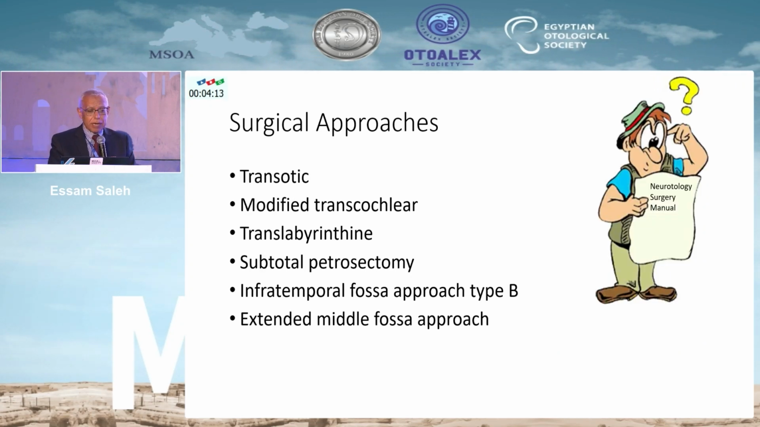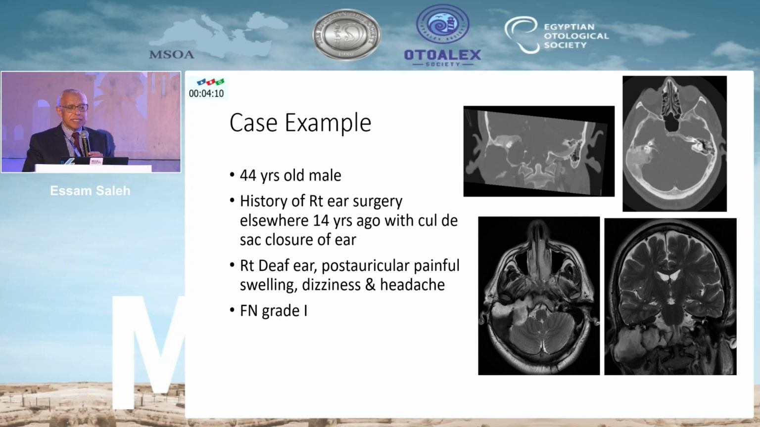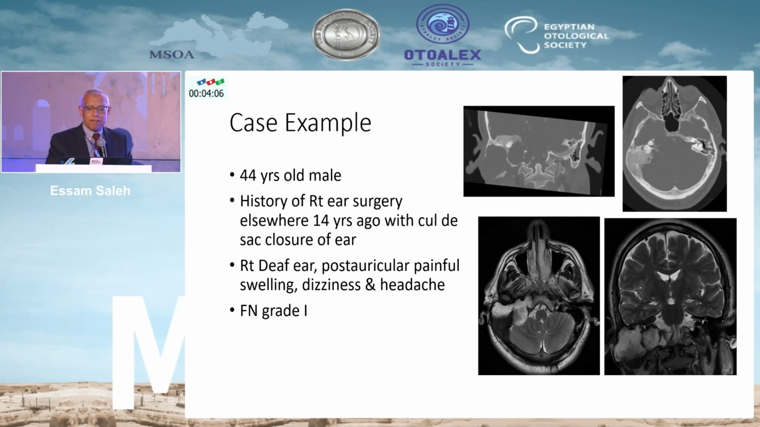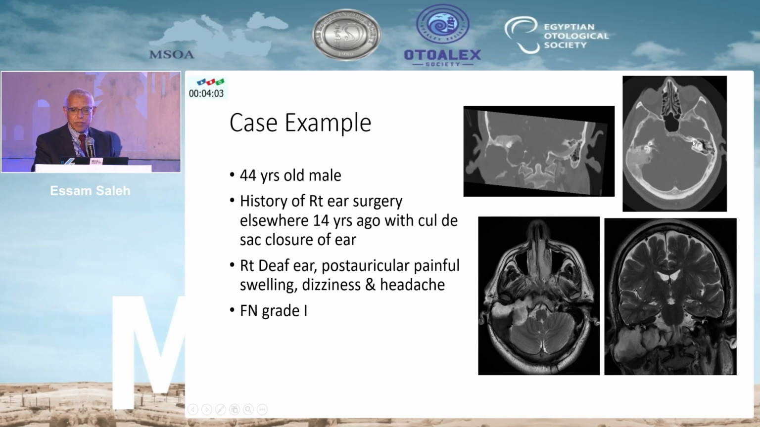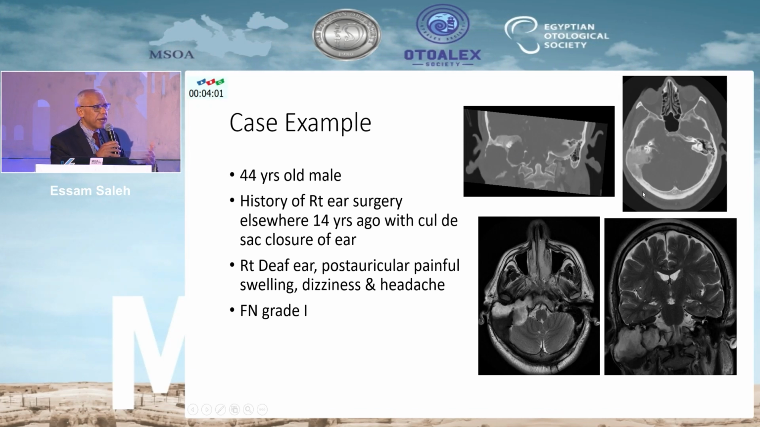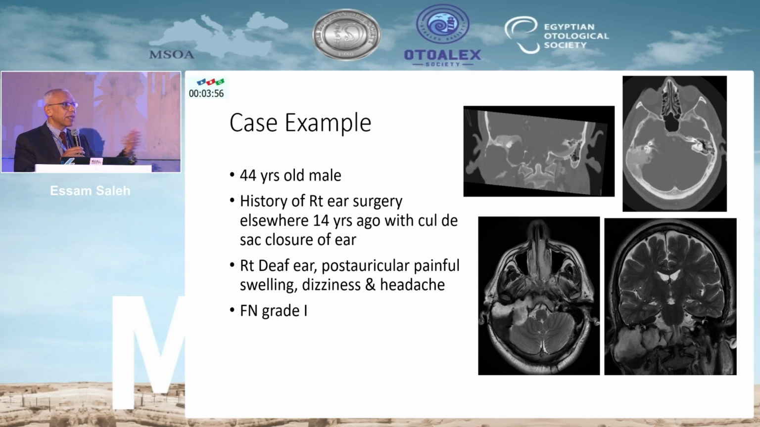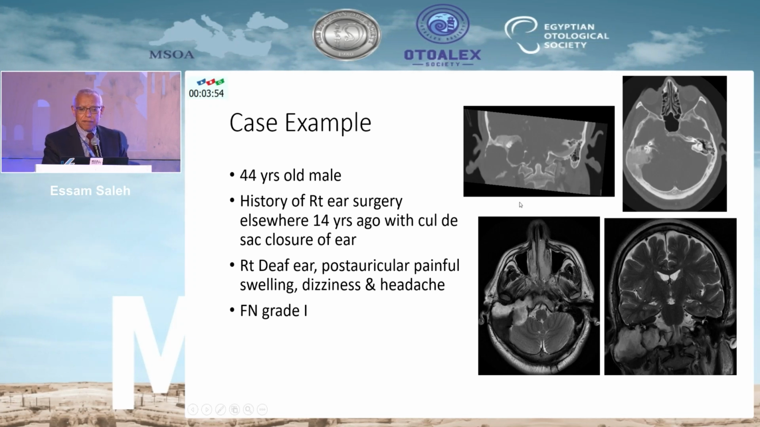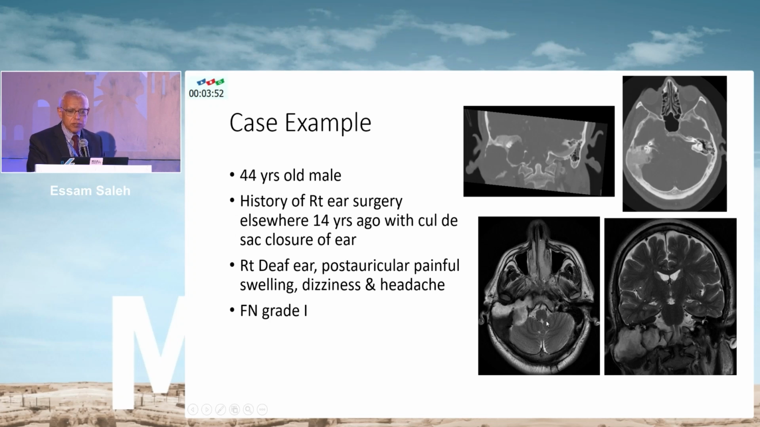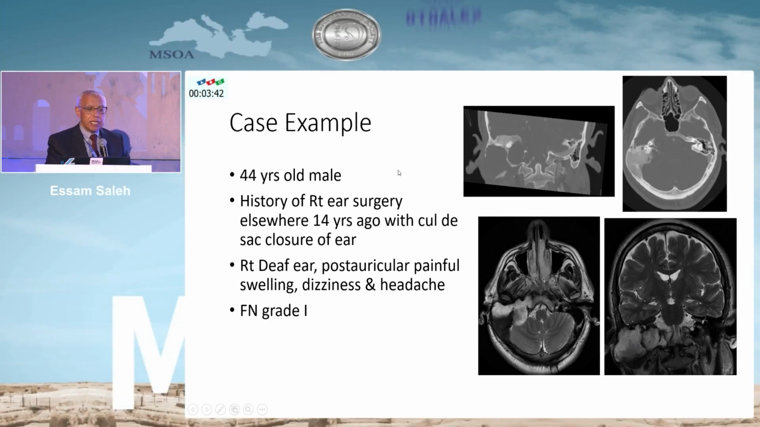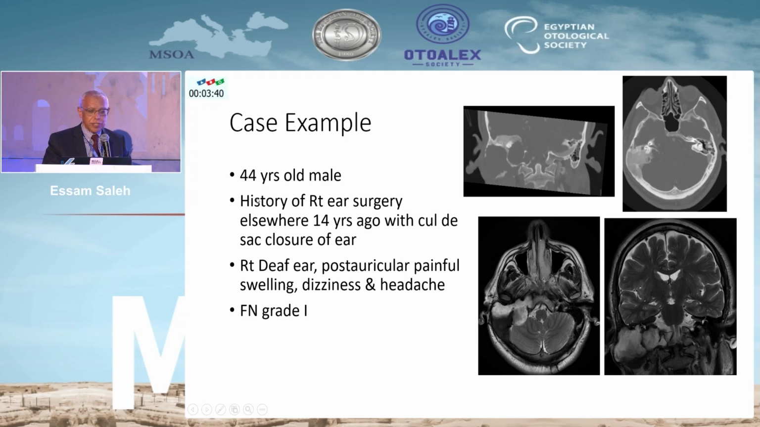And these are just the approaches. I'll not go through this. This is an example of a 44-year-old male who had fibrous dysplasia of the temporal bone, as we can see here, and he was operated elsewhere 14 years before presentation, and they closed his ear as a cul-de-sac, but they closed it on epithelium. So he developed this very huge cholesteatoma, which is an infralabyrinthine apical. See, this is the very huge cholesteatoma, in addition to the fibrous dysplasia on the ipsilateral side. He was deaf, and his facial nerve was grade 1.